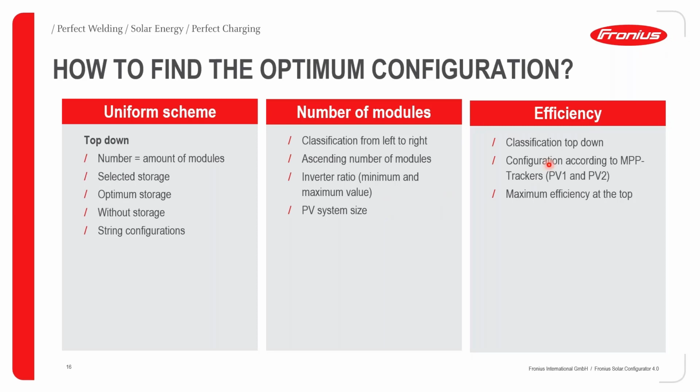Okay, we'll then be dealing with efficiency, and with the efficiency, we again work with a top-down approach, and we will be having a look at each tracker individually, to make sure that we make optimum use of both tracker 1 and tracker 2. And just please take note that when the program does give you your list of suggestions, the most efficient suggestion will be at the top, so on the top row.